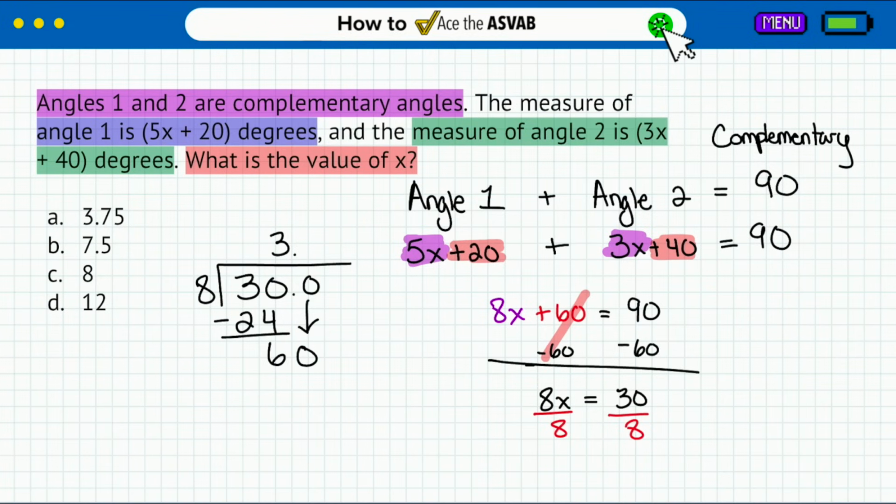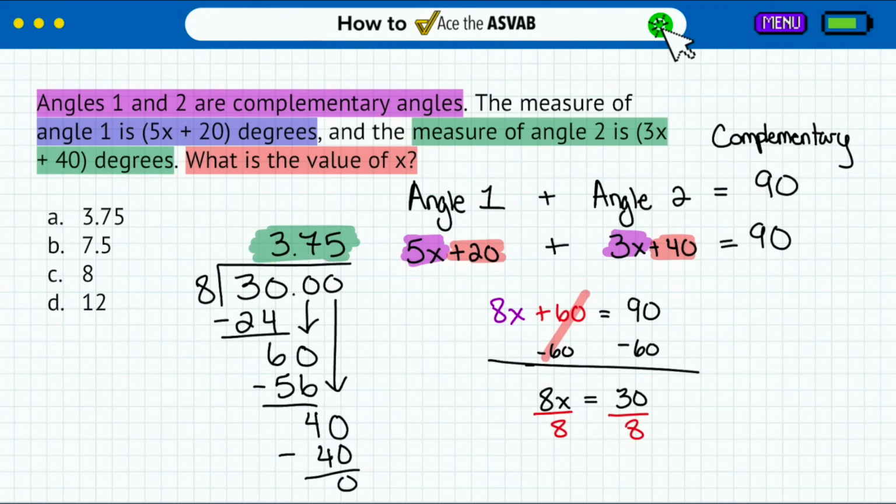So 8 goes into 60 how many times? That would be 7 times. Subtract that 56 because 8 times 7 is 56. And then we'll just continue going here. And we see that we have 8 going into 40. That'll be a clean 5 times. And we're done. Our answer here for x is 3.75. And there we go. Our answer is A.